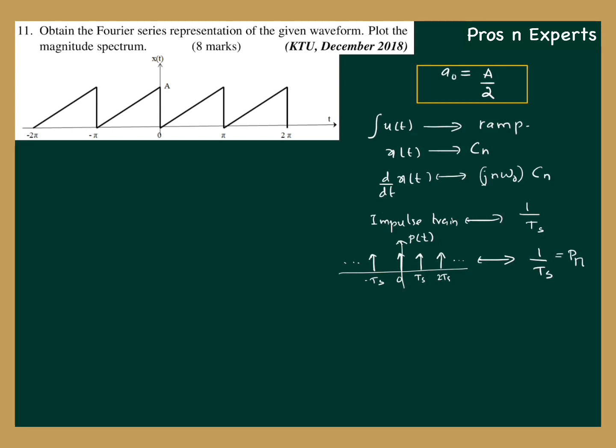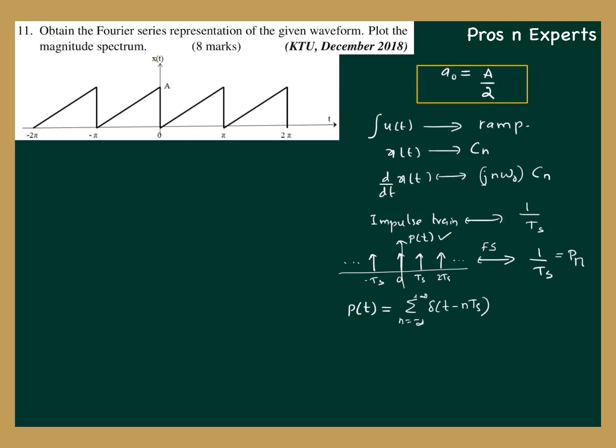This also you need to take care. I will prove it to you how p of t when taken Fourier series ends up with 1 by Ts. This is very simple. Okay, before that, can you suggest a mathematical expression for p of t? In the sampling problems we have already seen it. Okay, p of t is equal to sigma over n equal to minus infinity to plus infinity delta of t minus nTs. Okay, we've already seen it. So its Fourier series coefficients will be 1 by Ts.